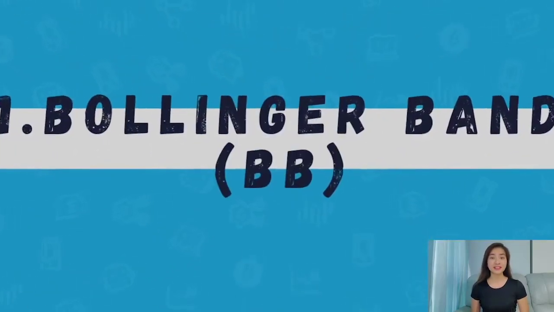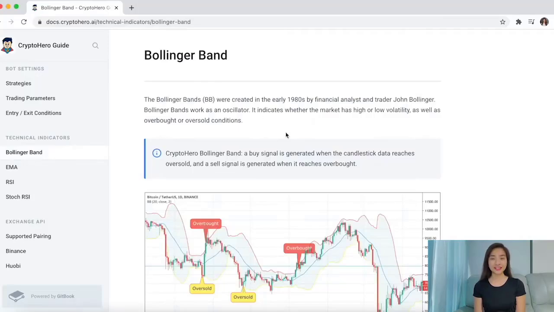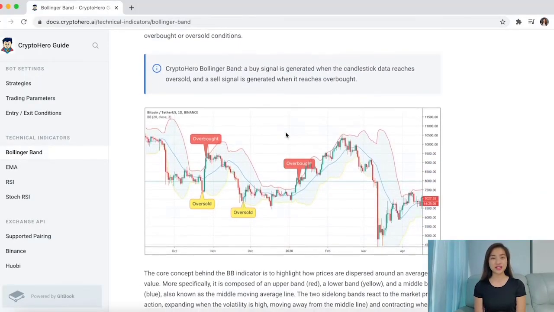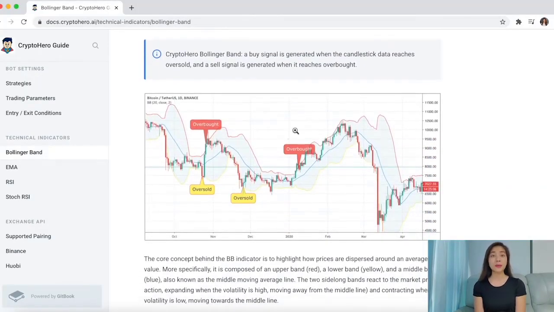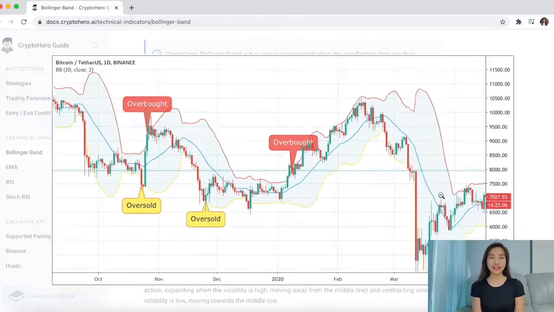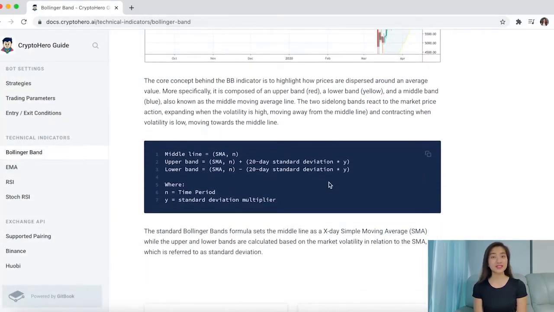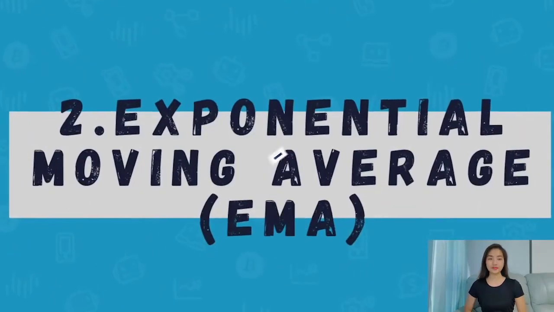Some of these indicators include Bollinger Bands. Bollinger Bands were created in the 1980s by financial analyst and trader John Bollinger. Bollinger Bands is a momentum indicator that helps you check price strength and volatility. This indicator helps you uncover both oversold and overbought indicators. With CryptoHero Bollinger Band, a buy signal is generated when the candlestick data reaches oversold and a sell signal is generated when it reaches overbought.